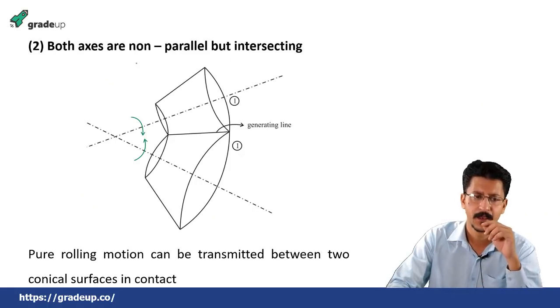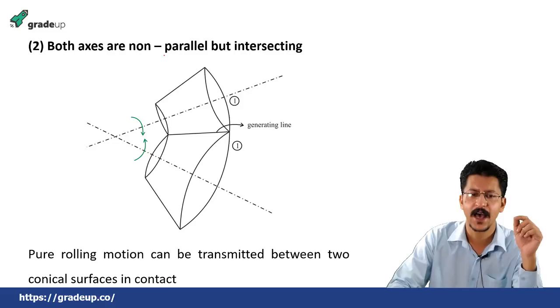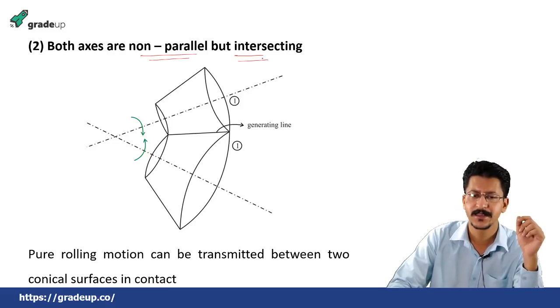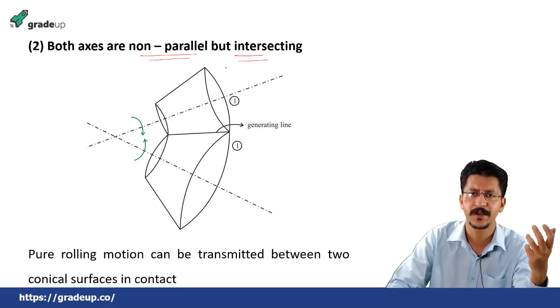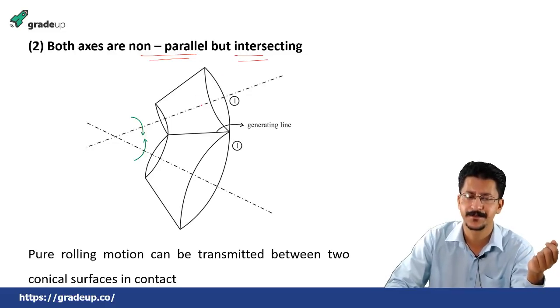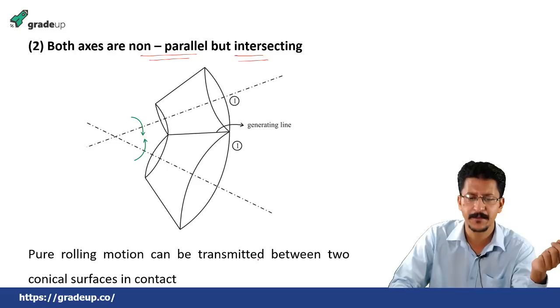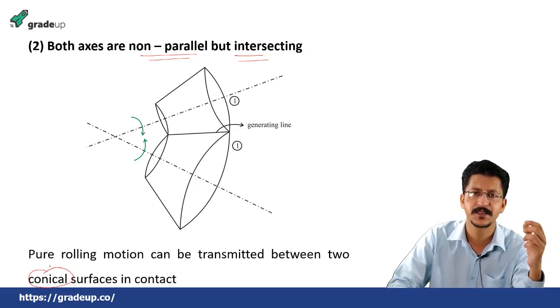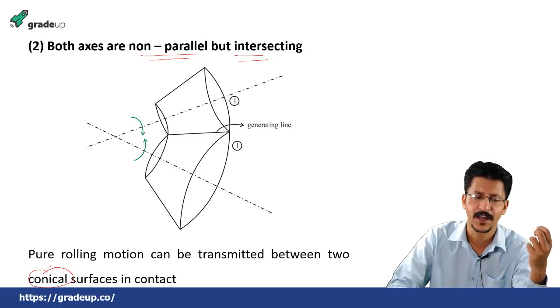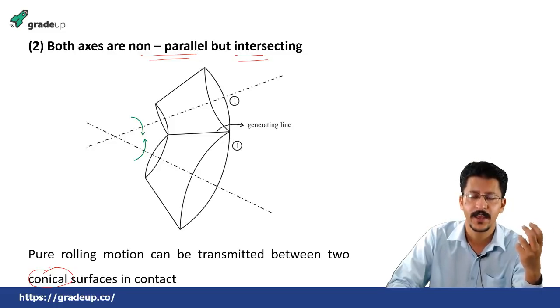Then next, when both the axes are non-parallel but intersecting. In this case, the pure rolling motion cannot be transmitted by a cylindrical surface. The pure rolling motion can be transmitted by two conical surfaces. Please remember these terms, that which kind of surfaces are used for the transmission of pure rolling motion in case of which kind of orientation of shaft.